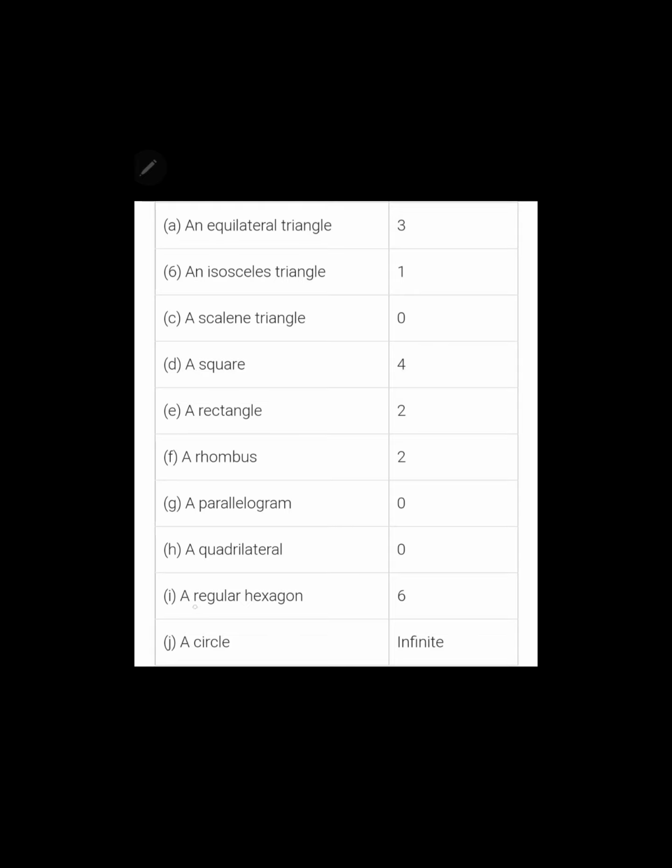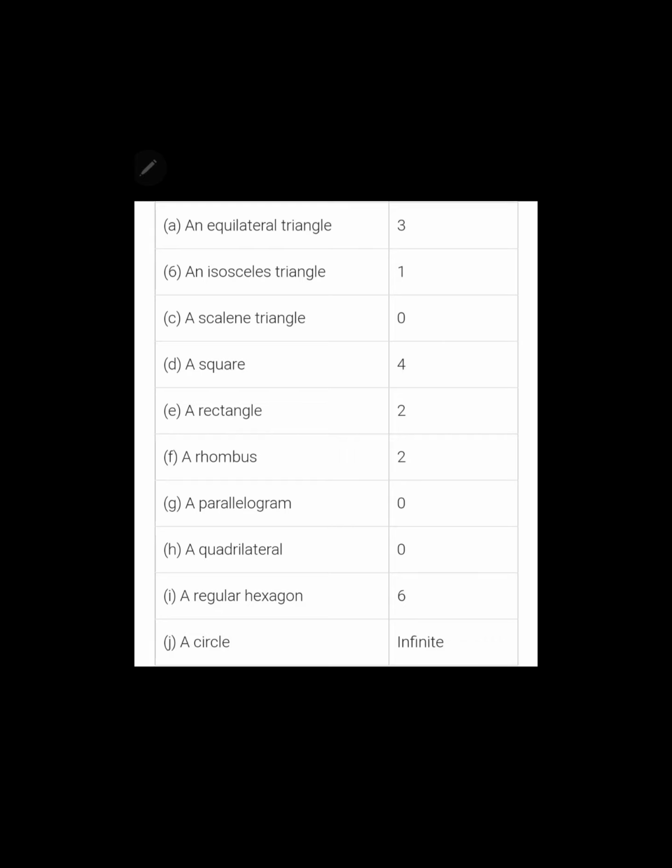Regular hexagon means, the word regular is used here because a regular hexagon has 6 sides and all sides are equal. Okay, so a regular hexagon has 6 lines of symmetry. If a hexagon having 6 lines of symmetry is asked, that is wrong. Only a regular hexagon has 6 lines of symmetry. So the word regular is very important here. Okay, and for a circle, we have infinitely many lines of symmetry. Okay.